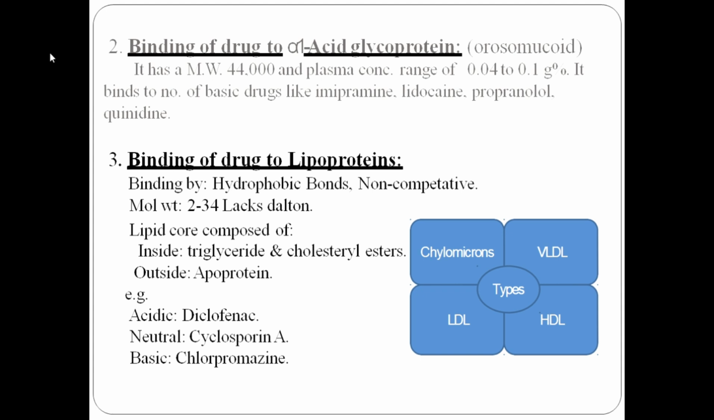Next is binding of drug to lipoproteins. Lipoproteins are classified into four categories: chylomicrons, very low density lipoproteins, low density lipoproteins, and high density lipoprotein. They have a molecular weight of 2 to 34 lakh Daltons and are composed of triglyceride, cholesterol esterase, and apoprotein. Only lipidic drugs are bound with lipoprotein with the help of hydrophobic bonds, such as diclofenac, cyclosporine, and chlorpromazine.